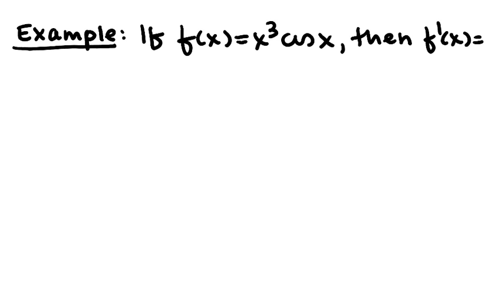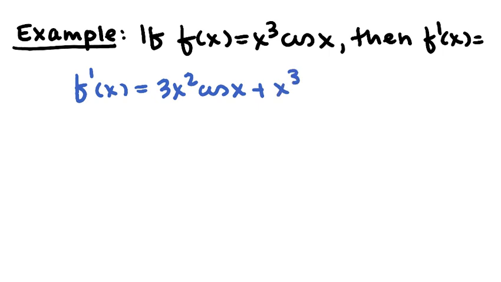Okay, so an example of this is, if we have f of x given by x to the third multiplied by cosine of x, then we could take the derivative using the product rule. So I'm going to say f prime of x is equal to, okay, I'll take the derivative of x to the third first. It's going to be 3x squared, leaving cosine x the same. And I'm going to add, leaving x to the third the same, the derivative of cosine x. It's negative sine x.